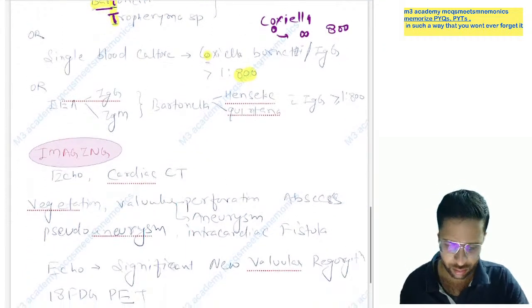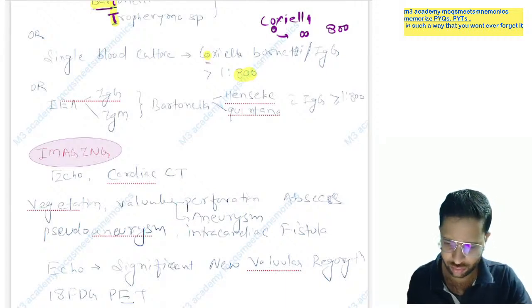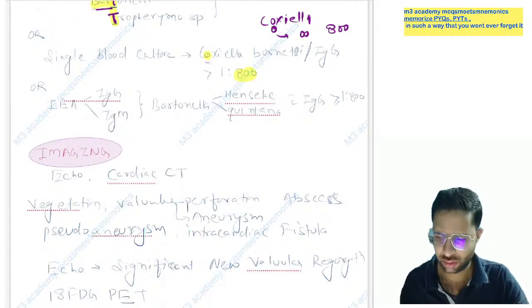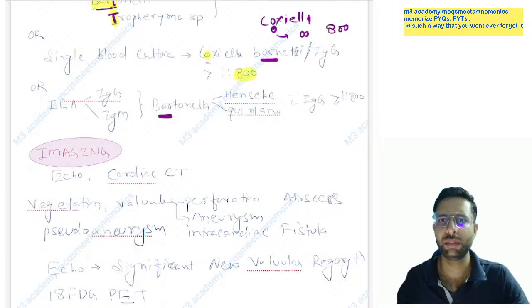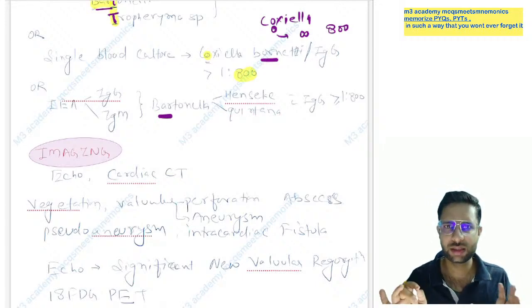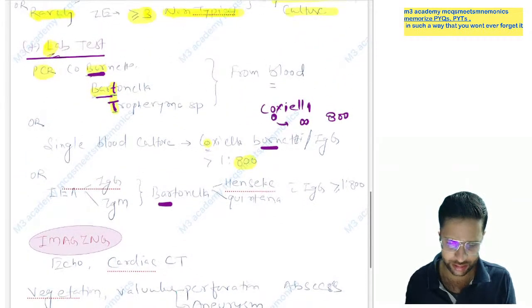Or you can say IFA test, IgG and IgM for Bartonella henselae and quintana, IgG titer more than 1 in 800. So just remember Bart and Burn. Bartonella and Burnetii require only a single criterion, the titer more than 1 in 800. So this is the lab test.